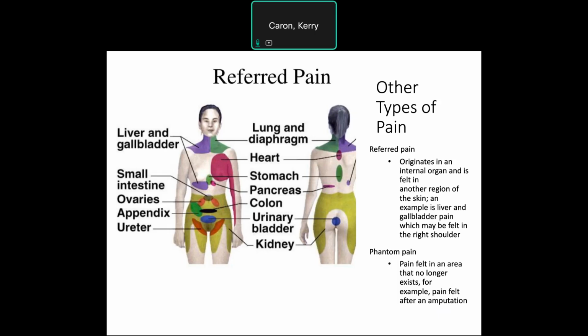Phantom pain, what does that mean? If someone has had an amputation, they can feel pain in the limb or the body part that is missing, that has been amputated. It's no longer existing, and that absolutely is real pain, and we medicate as such, and that's a very real phenomenon.